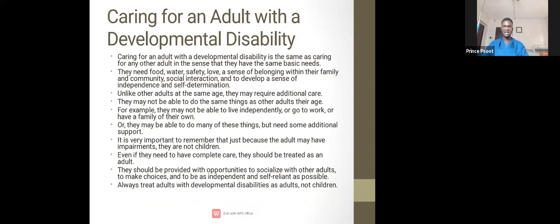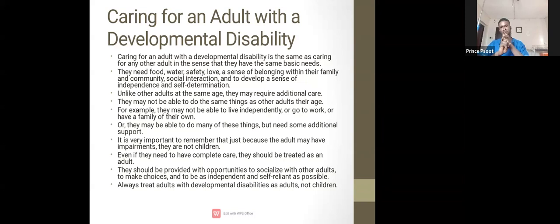Unlike other adults in the same age group, they may require additional care, of course, because they are not able to do the things other adults their age do. For example, they may not be able to live independently or go to work or have a family of their own, or they may not be able to do many things, but they need additional support. So because they can't do all this, they need additional support.